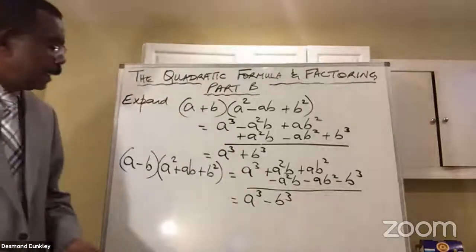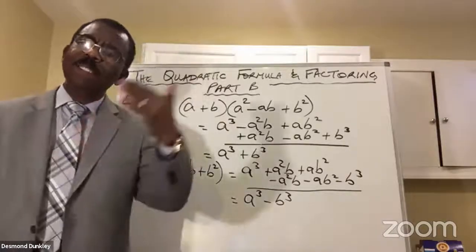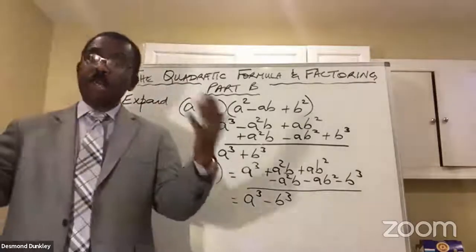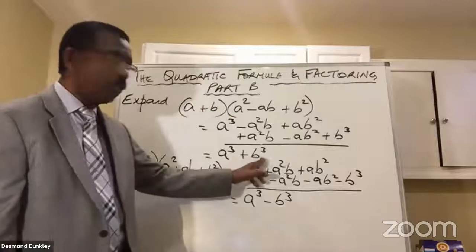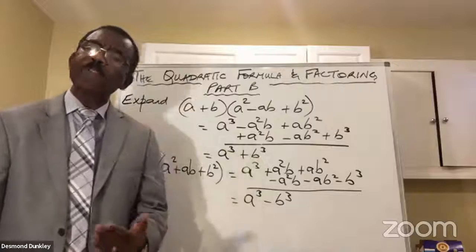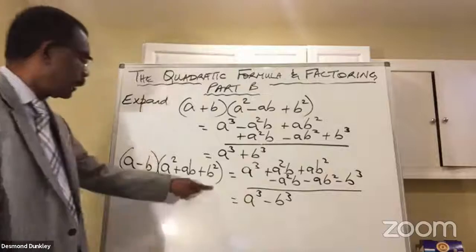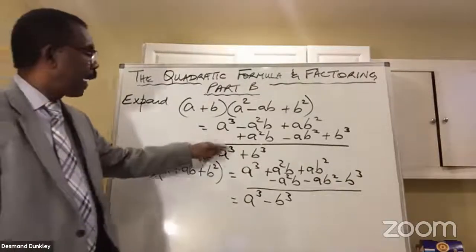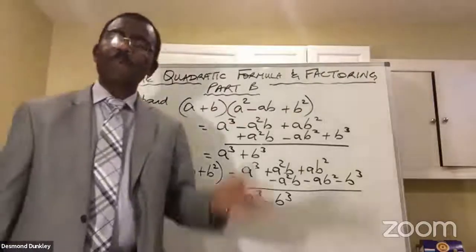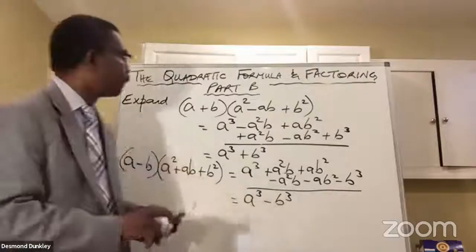So what did we notice? That this is the difference. Whenever you have subtraction, it's called the difference. Whenever you have addition, it's called sum. So this is the sum of cubes, you're adding cubes. This is the difference of cubes. So what we're saying to you is that the factorization of the difference of cubes is exactly this. The factorization of the sum of cubes is exactly that. So I'm going to write them together, and then we're going to try and use them.